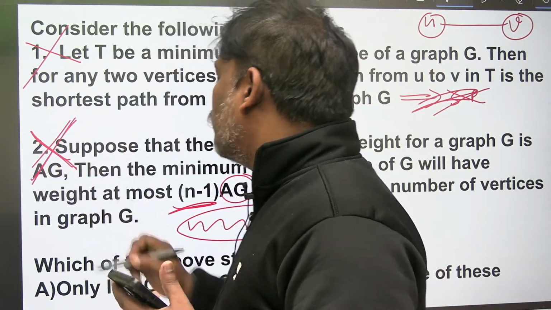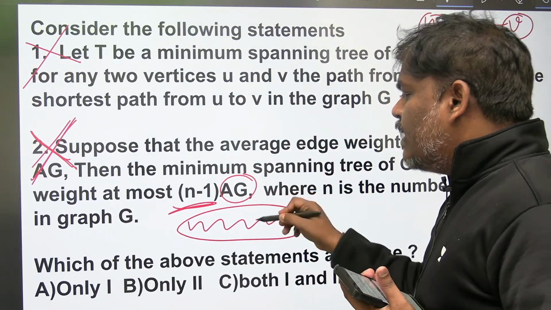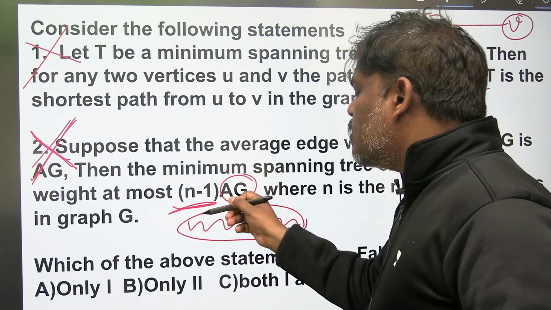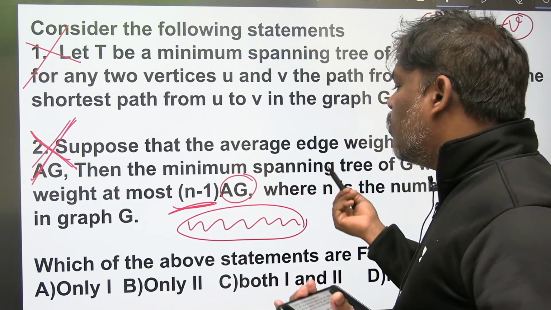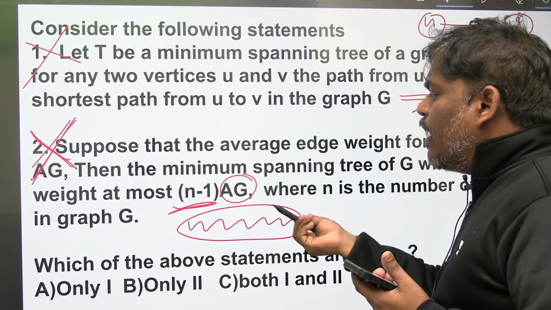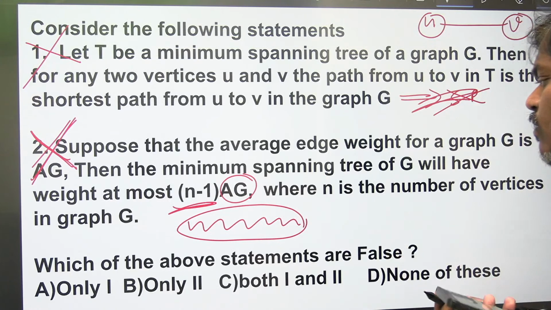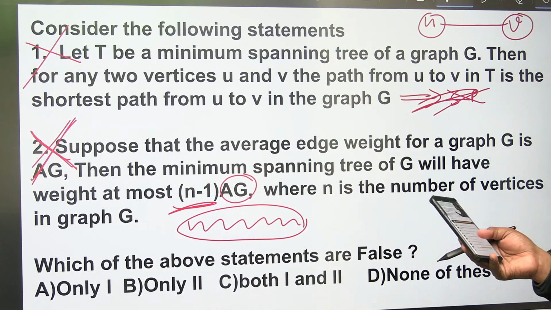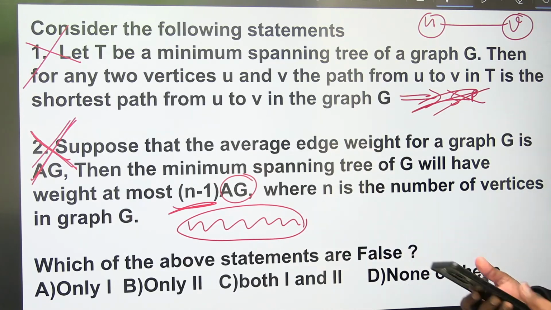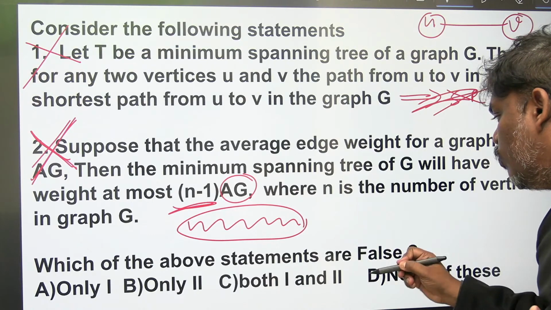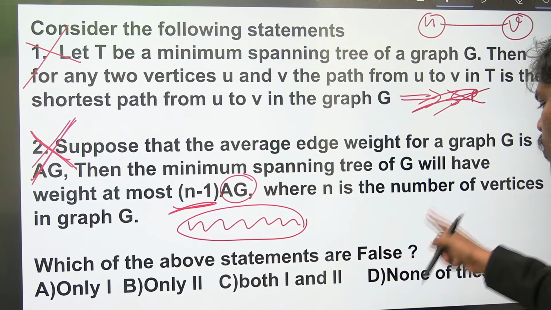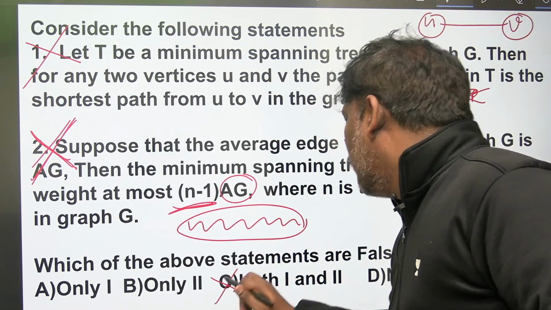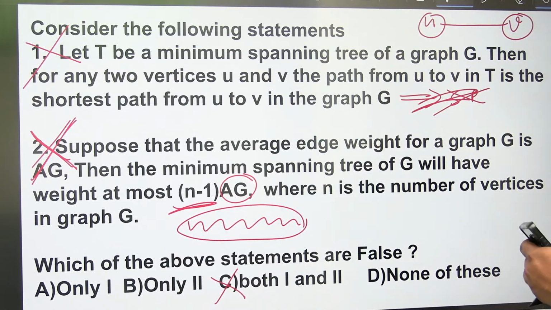Don't keep unnecessary conditions. First, who said to you to calculate AG? You calculated because you don't have any work. How can you say the MST cost is at most n-1 into AG? There is no relation at all. You are keeping some conditions. Please be careful. So 1 and 2 both are false. Which of the above statements are false? C is the answer. Both 1 and 2 are false.